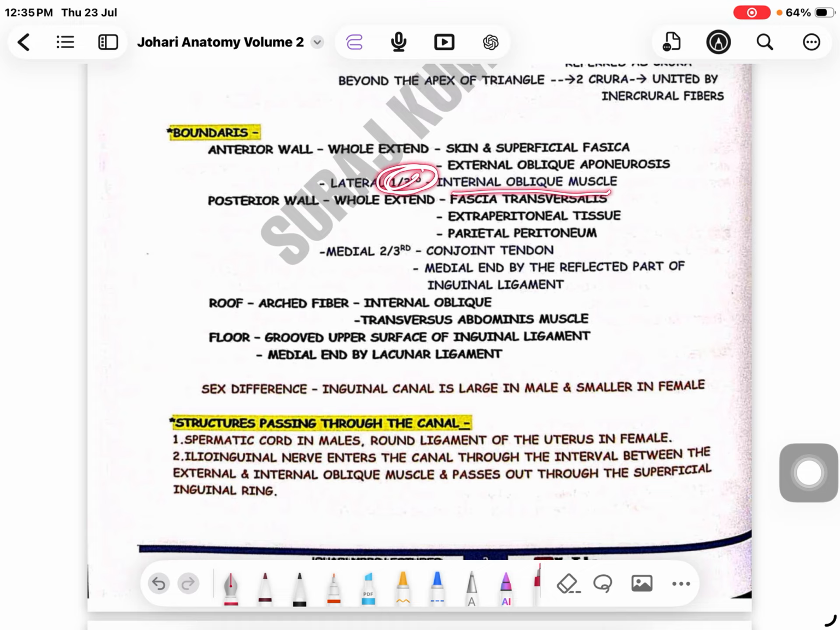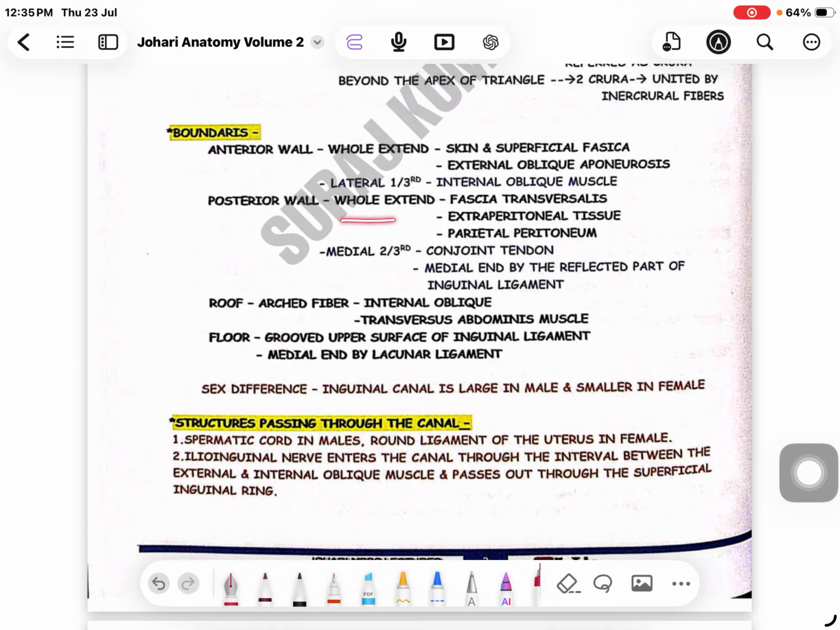In the lateral one third we have internal oblique muscle. Internal oblique muscle is present in the lateral one third only. In the whole extent we have external oblique aponeurosis, but in the lateral one third only we have this muscle, that is the internal oblique muscle.